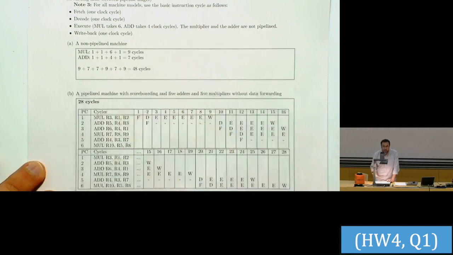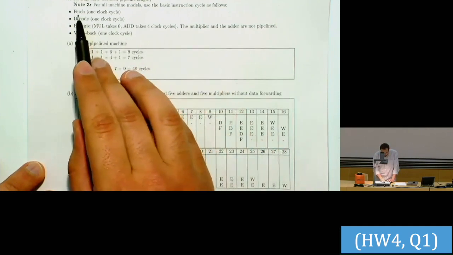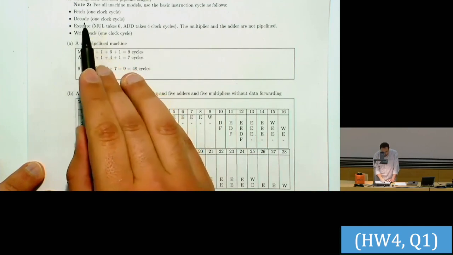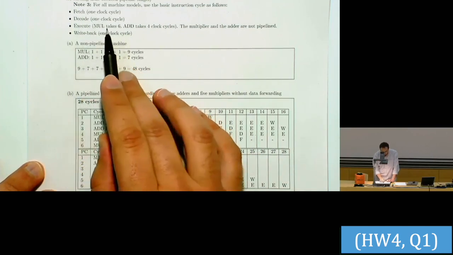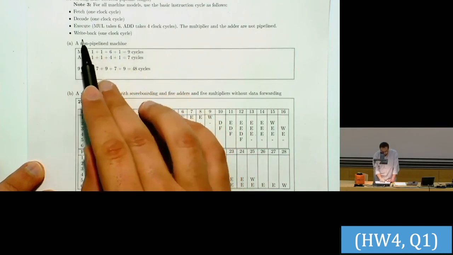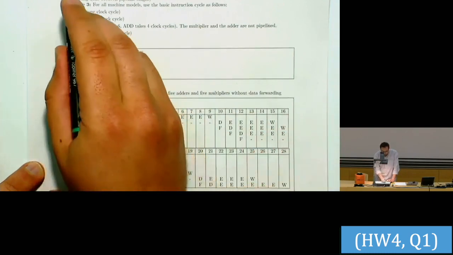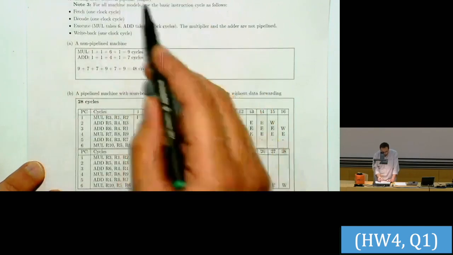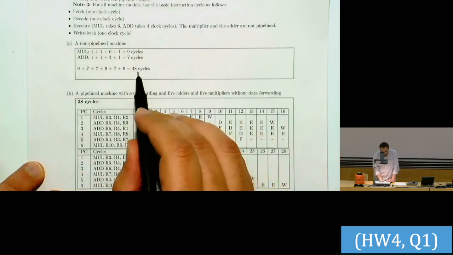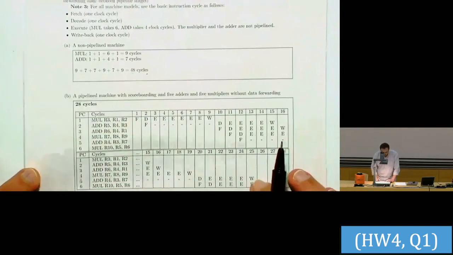And here, we make an assumption in the first question. So in this part, we see that when we have a pipeline, fetch takes one cycle, decode takes one cycle, execute takes 6 cycles for multiply and 4 cycles for addition. And then write back takes one cycle, right? So our basic assumption here is when we run a mul, then it's going to take 9 cycles. When we run add, then it's going to take 7 cycles. So in total, it's going to be 48 cycles when you just add them up on top of each other, because we don't have pipelining here.